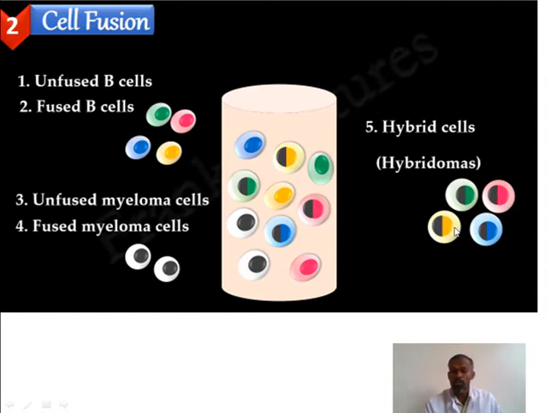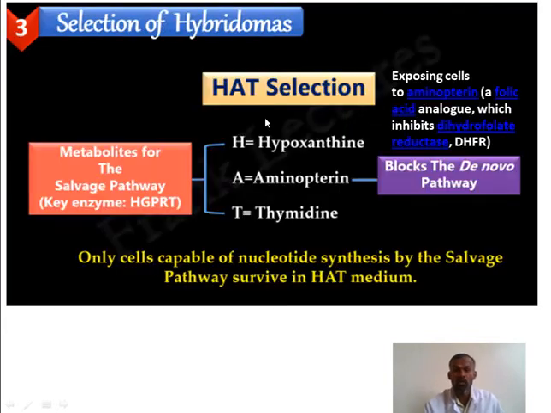Now we need to select these cells out of the 5 types. How can we select? This is the selection of hybridoma, the third step, where we use HAT medium. HAT medium contains hypoxanthine, aminopterin, and thymidine, three chemicals together. Aminopterin blocks the de novo pathway by inhibiting the enzyme dihydrofolate reductase. So the de novo pathway will be inhibited, and this chemical will stop the growth of myeloma cells.